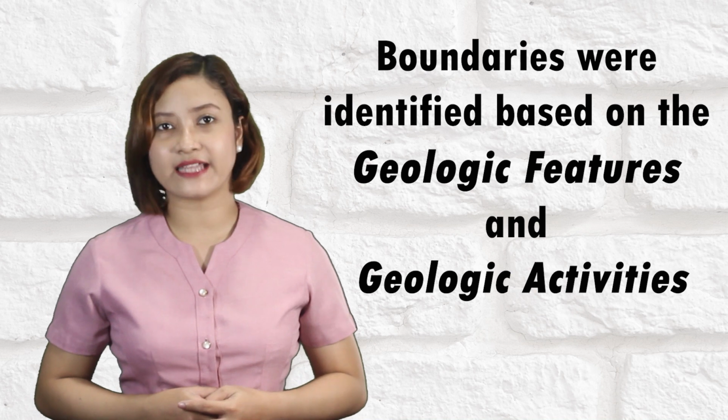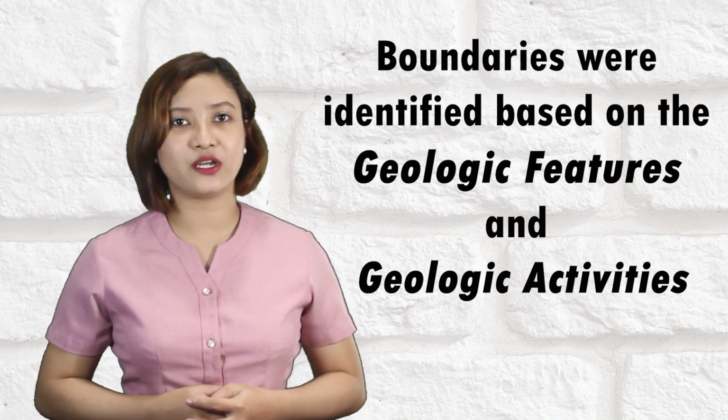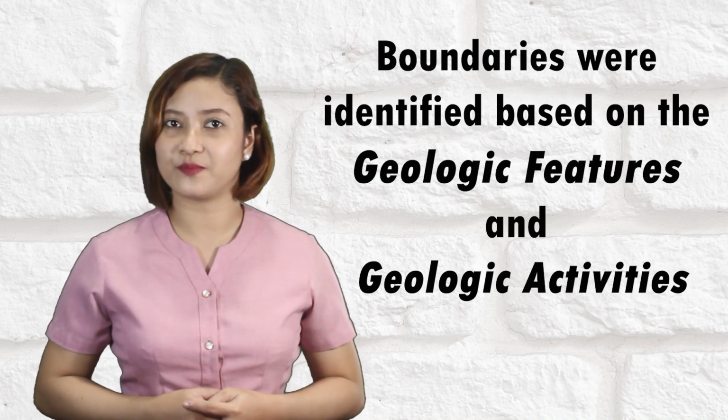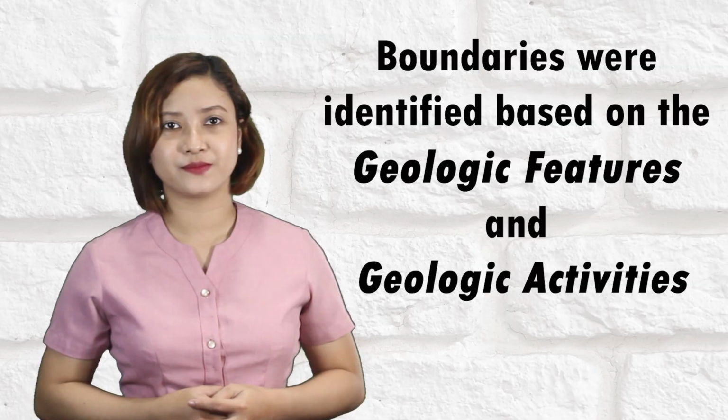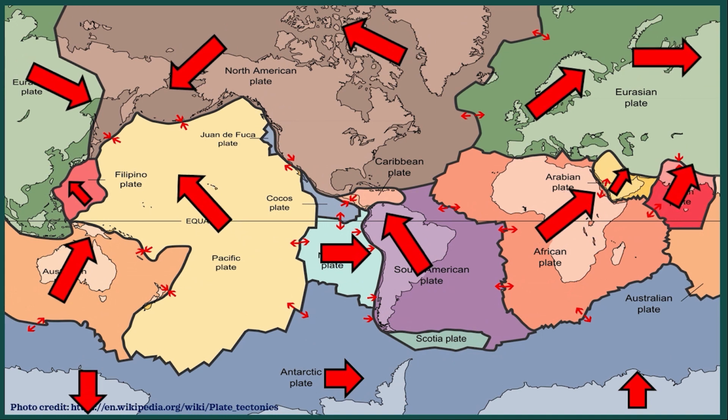Remember that scientists were able to locate these boundaries based on the geologic features and activities present on the edges of each plate. The arrows on the figure show the relative motions of each plate. Let us analyze some of the plates and try to figure out the type of plate boundary present between them.